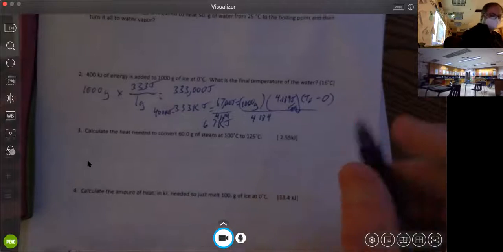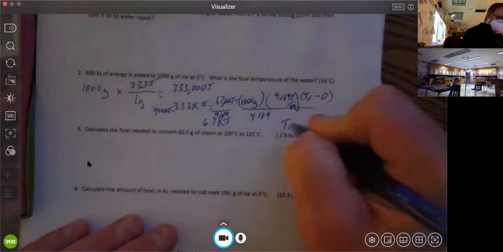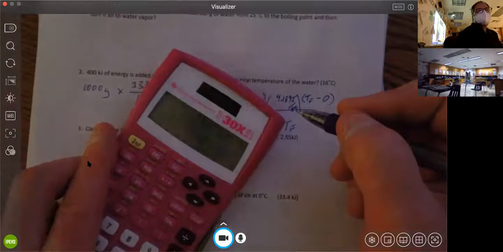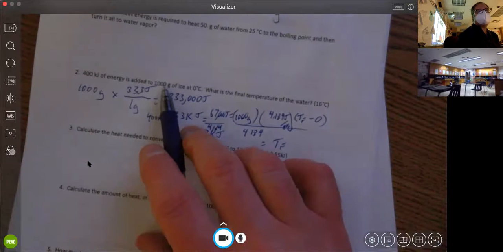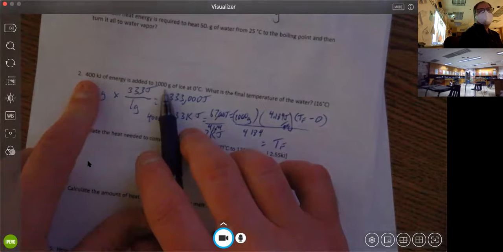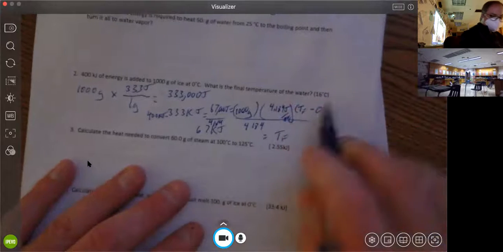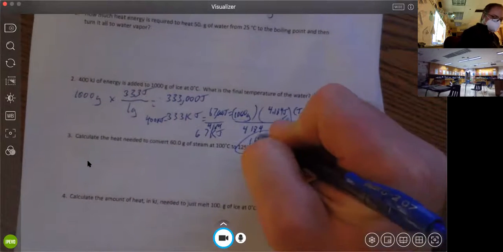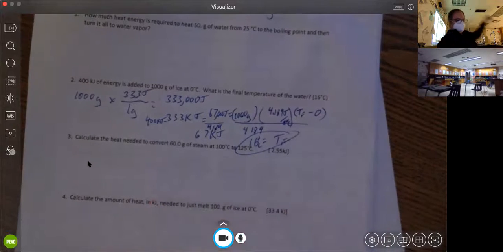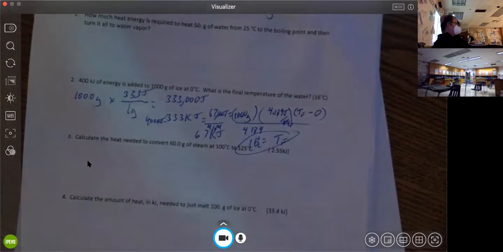T of F minus 0 is obviously T of F. So T of F equals 16.0. A lot of garbage digits here. So I would probably put 20, but 16 works, degrees Celsius. I don't think this problem was set up for significant digits to worry about it. It's at 0. We've got about 400 kilojoules, right? Questions there?